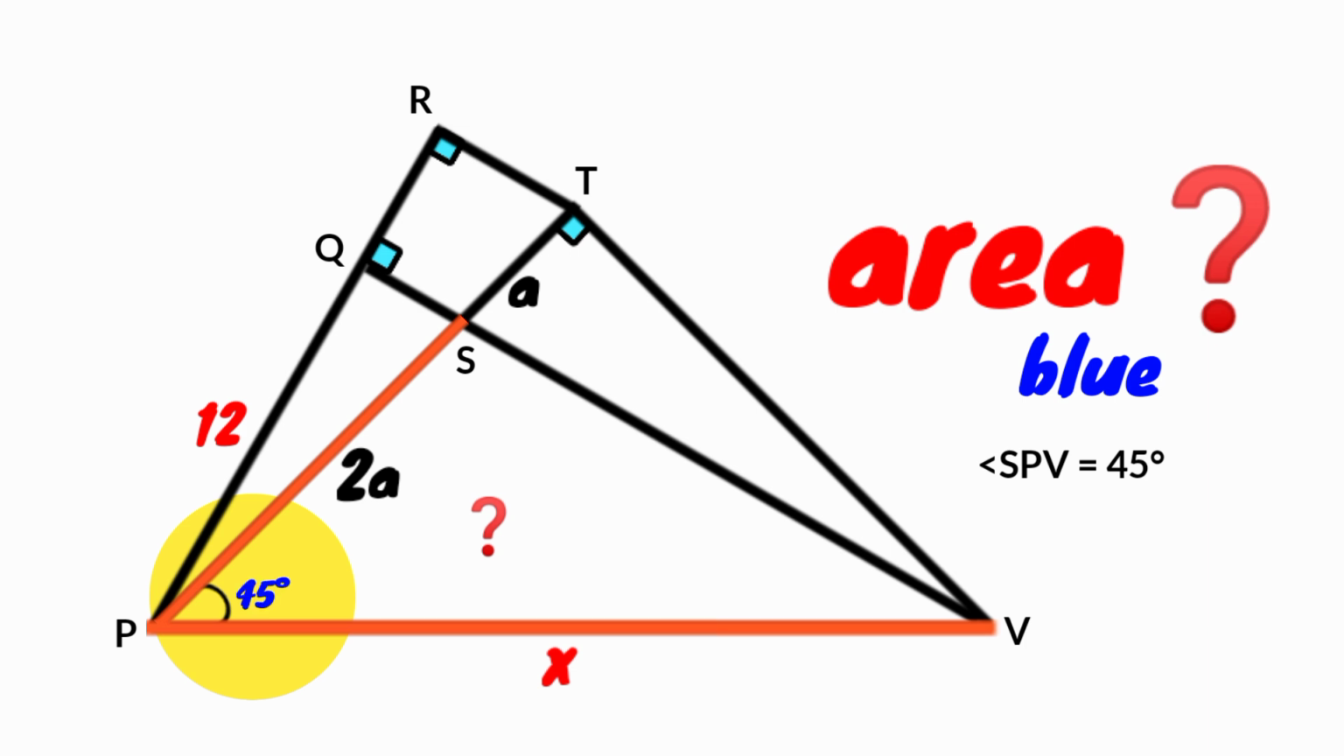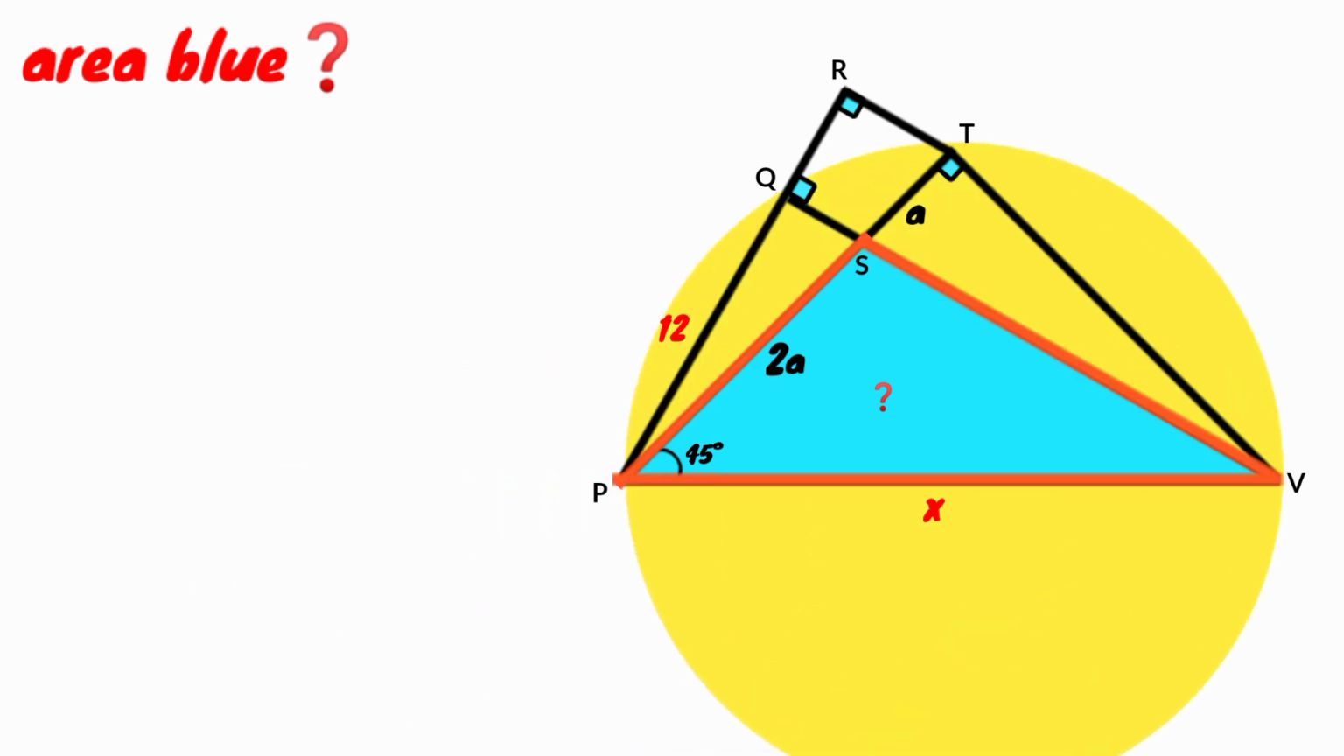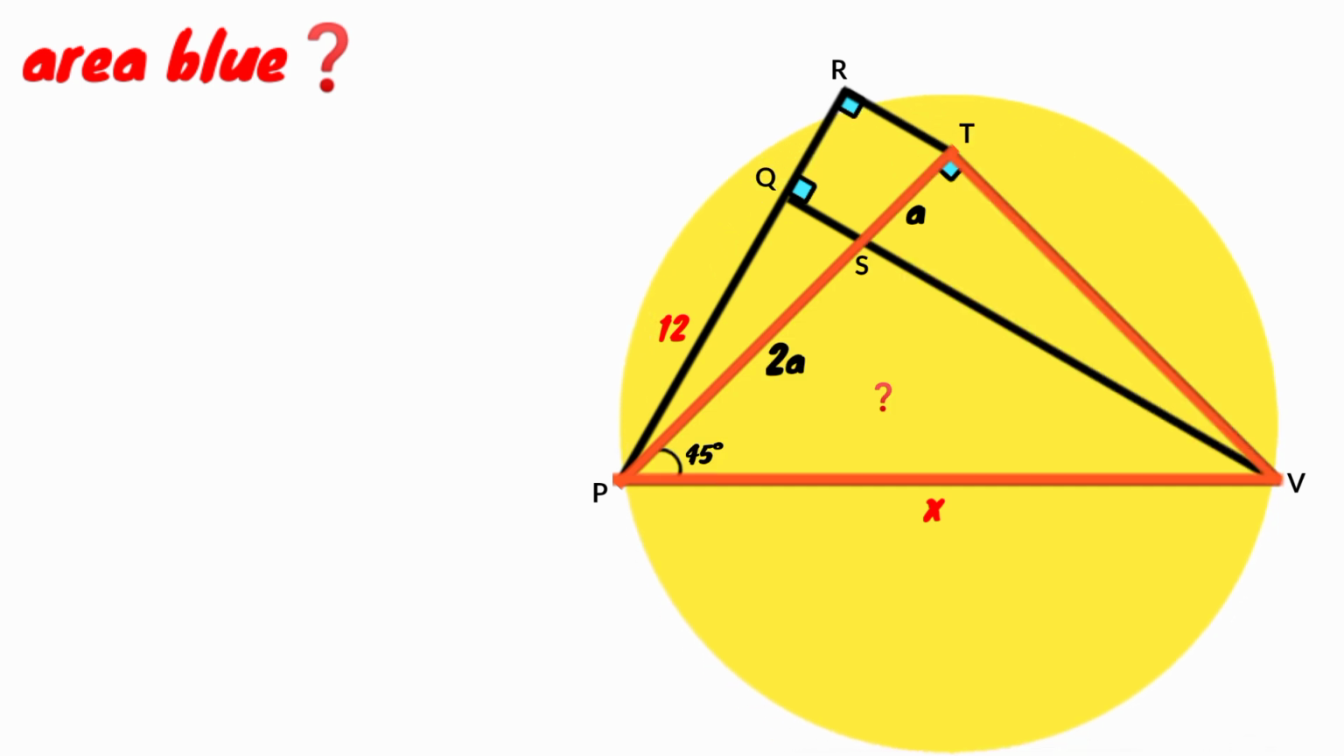How are we going to solve this? How are we going to calculate the area of this triangle PSV? It is very simple. We start from this triangle PTV. One of its angles is right. That makes it a right angle triangle. And we have this angle to be 45 degrees in size.